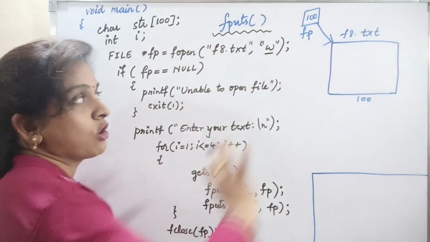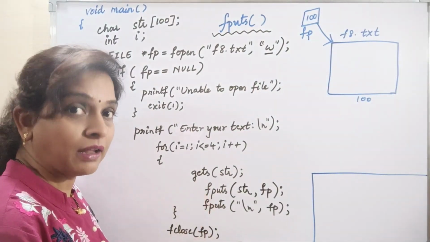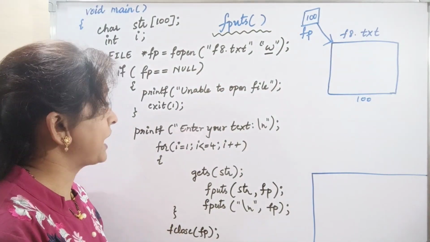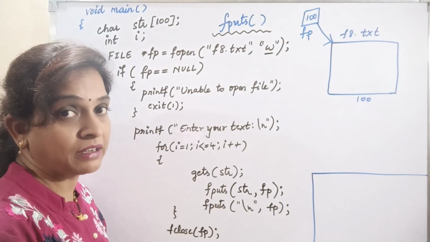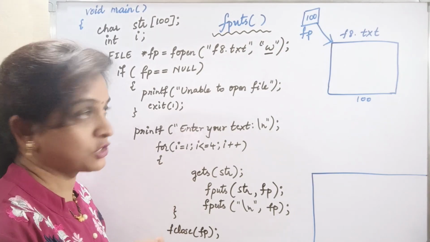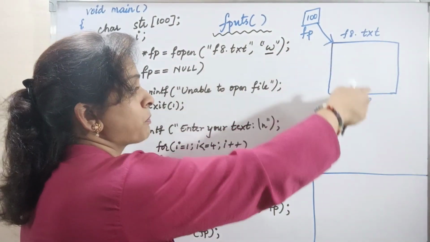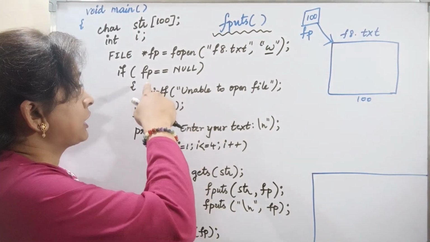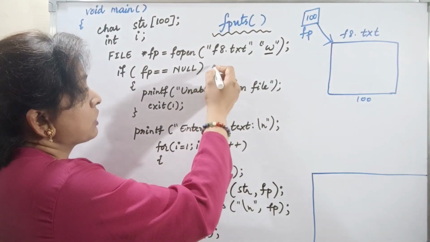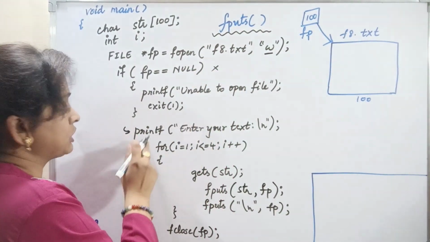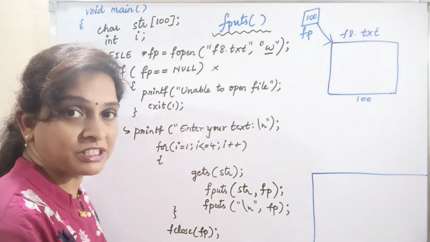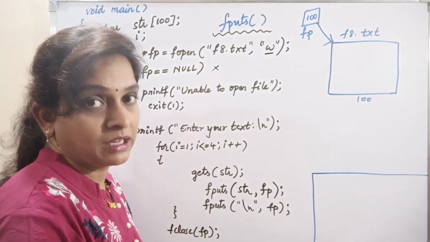If the pointer is not pointing to the file, then it will hold null. If it is equal to null, then I'll get the message unable to open the file and it will exit. So we need to include the header file stdlib.h along with stdio.h. But the pointer fp is pointing to this location 100. Is fp equal to null? No. It means it is pointing to the file. Condition not satisfied means the control will come to this point. Then I say enter your text, a prompt message to the user to accept the text.